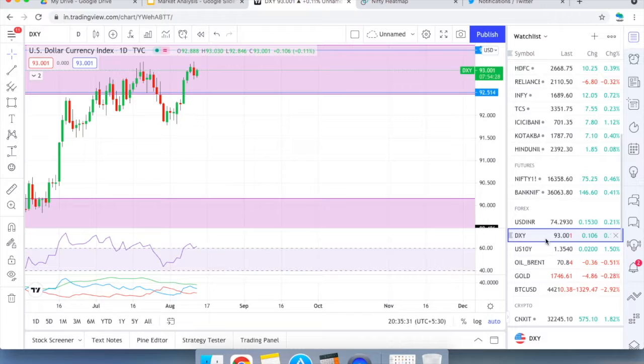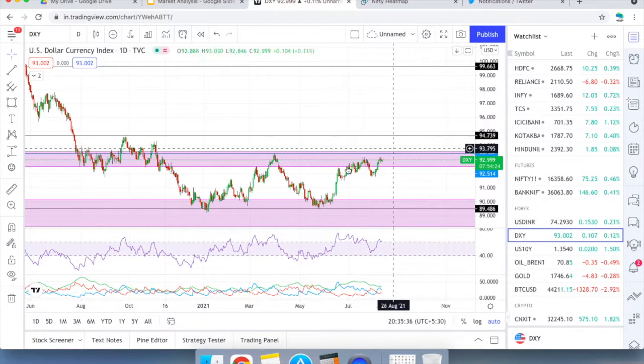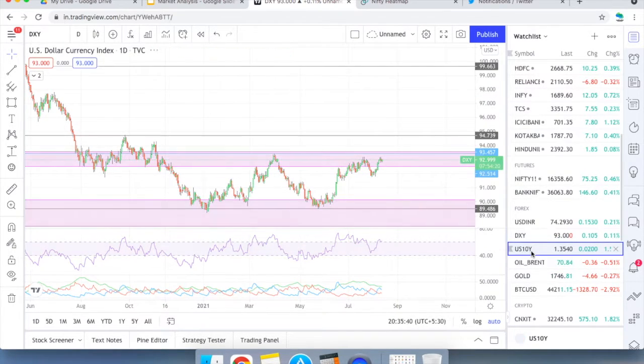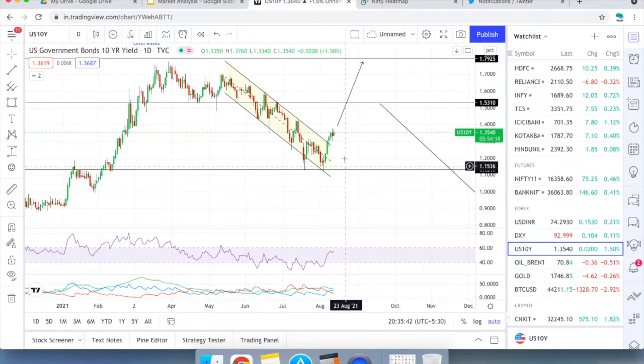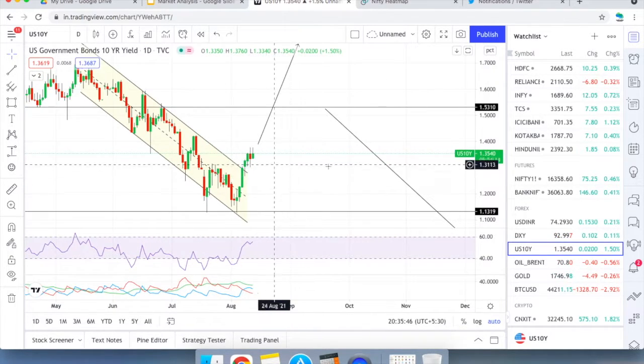Now you can see that the DXY dollar index is strengthening, right? It's a major resistance area, and if it breaks out from there, then the dollar will strengthen. Yeah, so the yield is going up. It's breaking out of a long channel on the daily. You can see that. That's the reason why the dollar is strengthening.